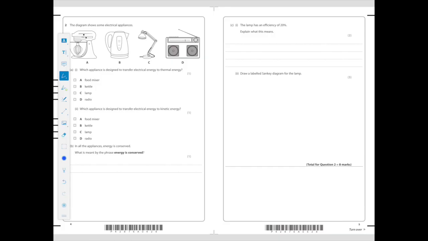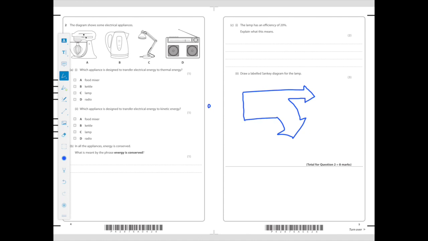Draw a labeled Sankey diagram for the lamp. Okay, so Sankey diagrams always look like this. Now you do find that a lot of it is wasted, so that's why the wasted energy arrow down here will be much broader than the useful energy. And now let's label all of them.